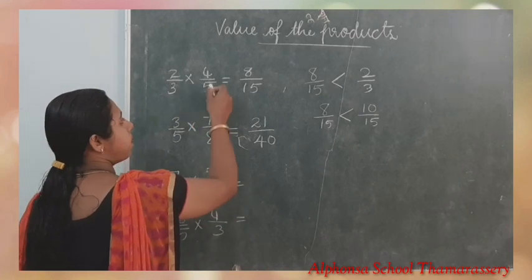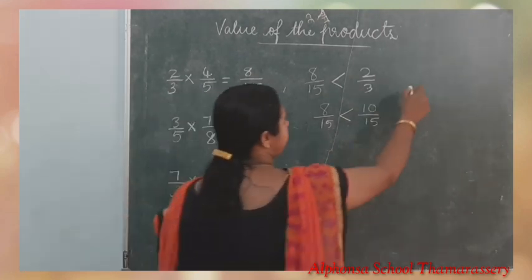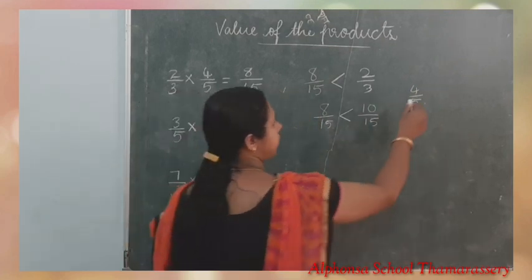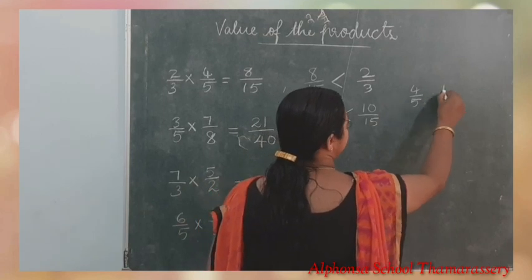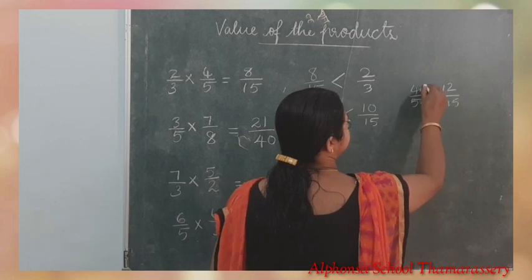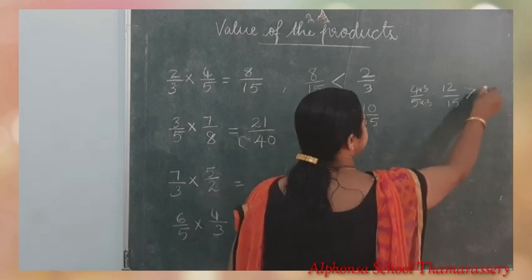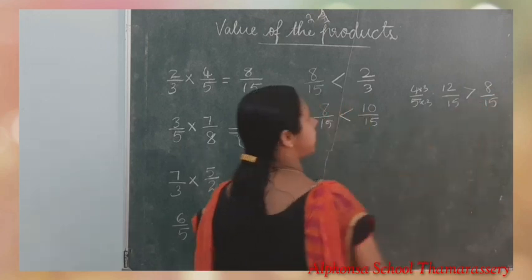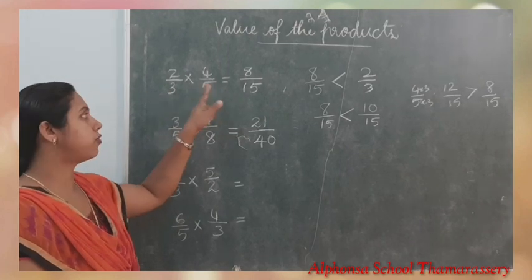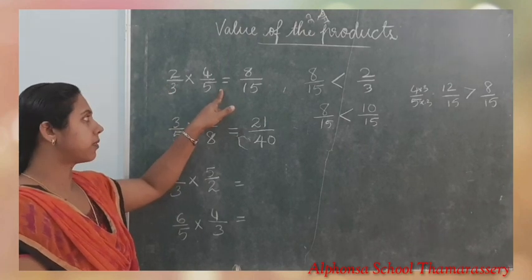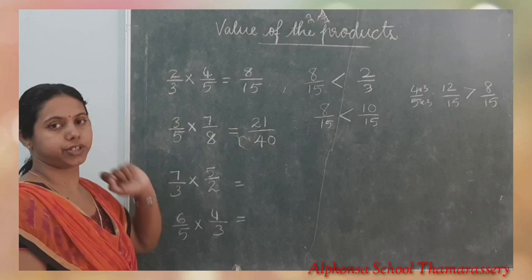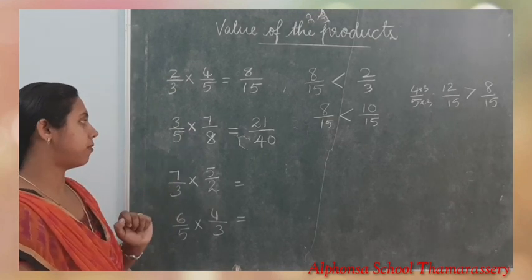And when you compare 4 by 5 and 8 by 15, 4 by 5, when you write it in the equivalent fraction, will be 4 3s are 12 and 5 3s are 15. So 12 by 15 is greater than 8 by 15. So from this we can understand that when you multiply two proper fractions, the product is less than each of the fractions. Just observe the second one.